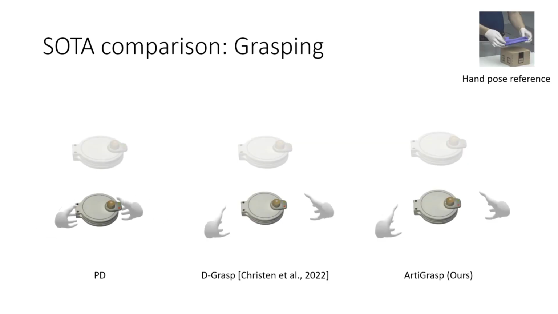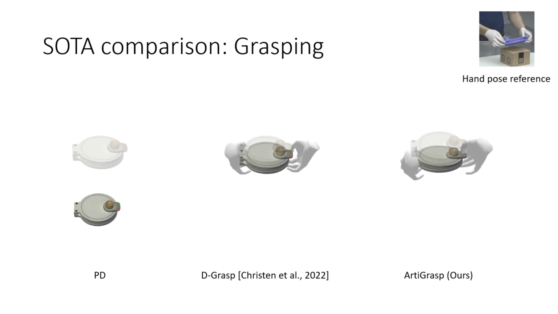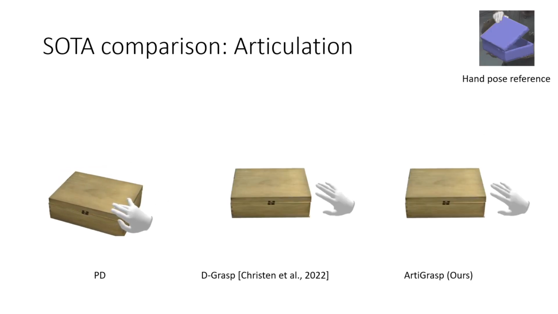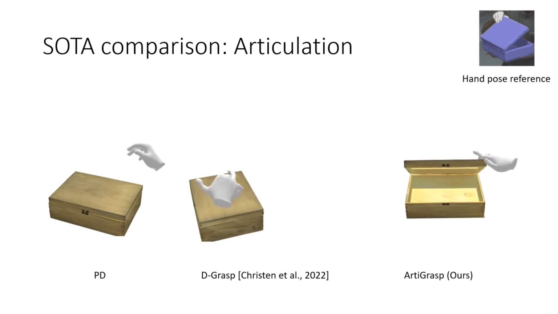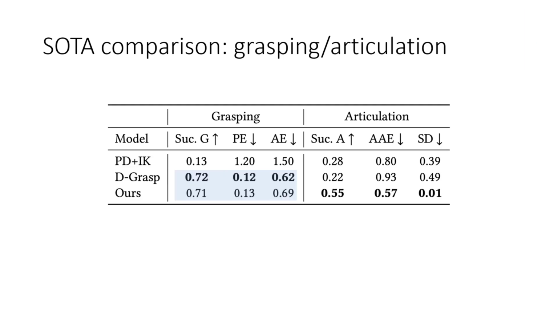Here we compare existing methods and ours in grasping-only scenarios. We also compare them in articulation-only scenarios. ArtiGrasp has similar performance to DGrasp in grasping on the unseen test set. Yet, it performs significantly better in articulation.